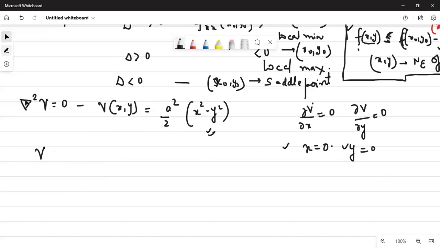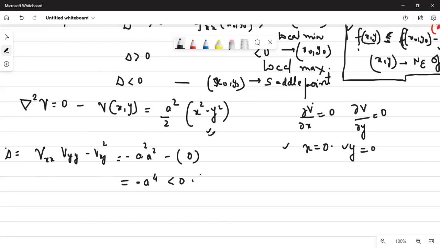In order to find that, first we have to find the determinant D, which will be given by Vxx at 0 comma 0 times Vyy at 0 comma 0 minus Vxy at 0 comma 0 squared. Vxx at 0 comma 0 will be, I think, a squared. Vyy will be minus a squared, and then Vxy would be 0. So overall, it will be minus a to the power 4. Minus a to the power 4 means this is negative. And if it is negative, what does it imply? It implies that 0, 0 is a saddle point. Or in other words, it is neither minimum nor maximum.